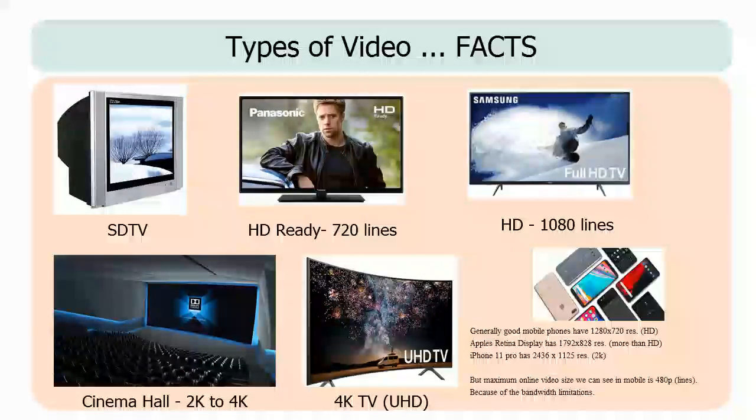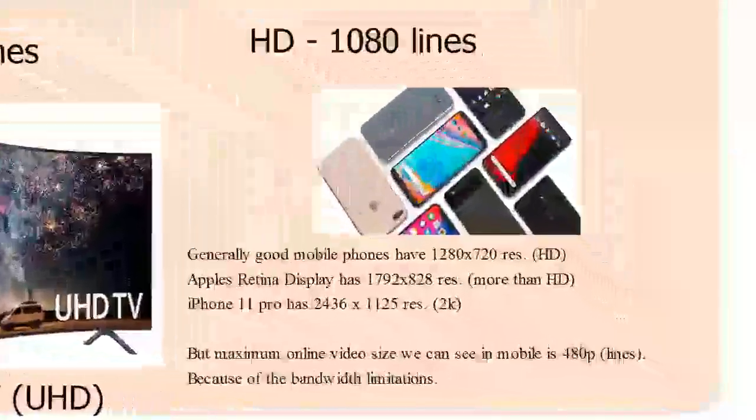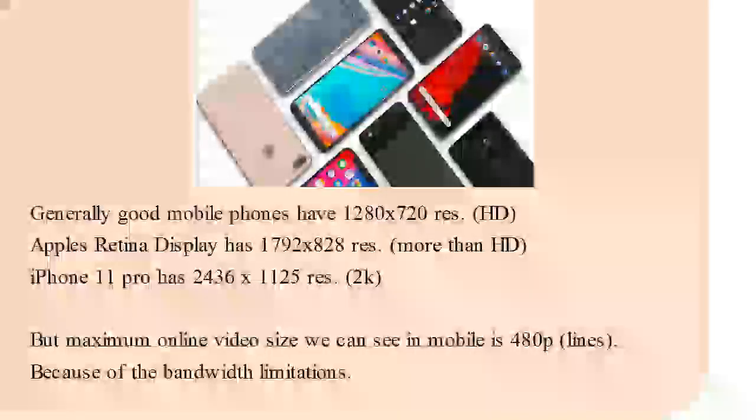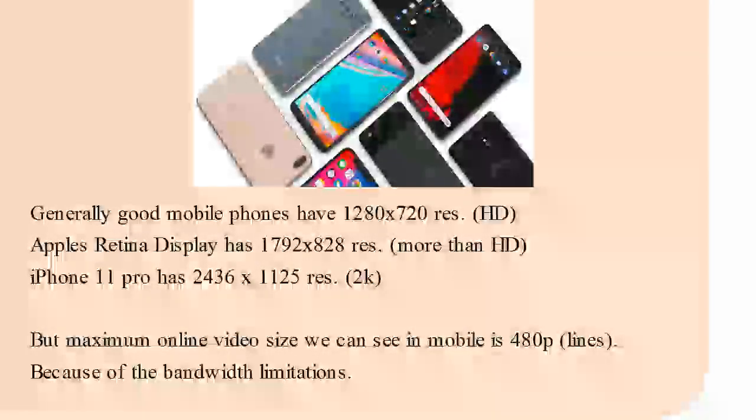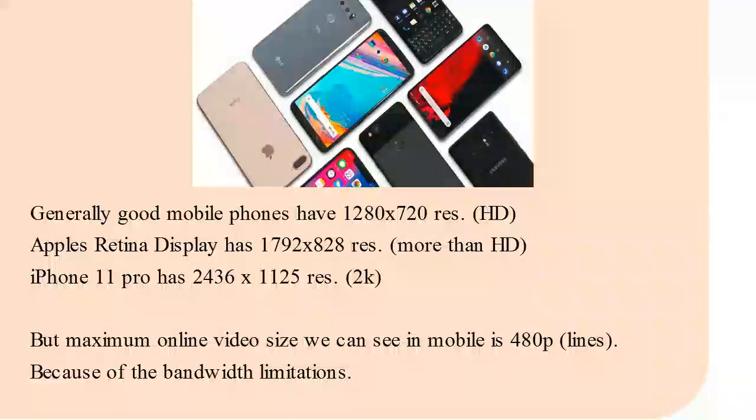What about the mobile phones then? Generally, a good mobile phone has 1280 cross 720 resolution, that is HD resolution. Apple's Retina display has 1792 cross 828 resolution, which is a little bit more than HD.